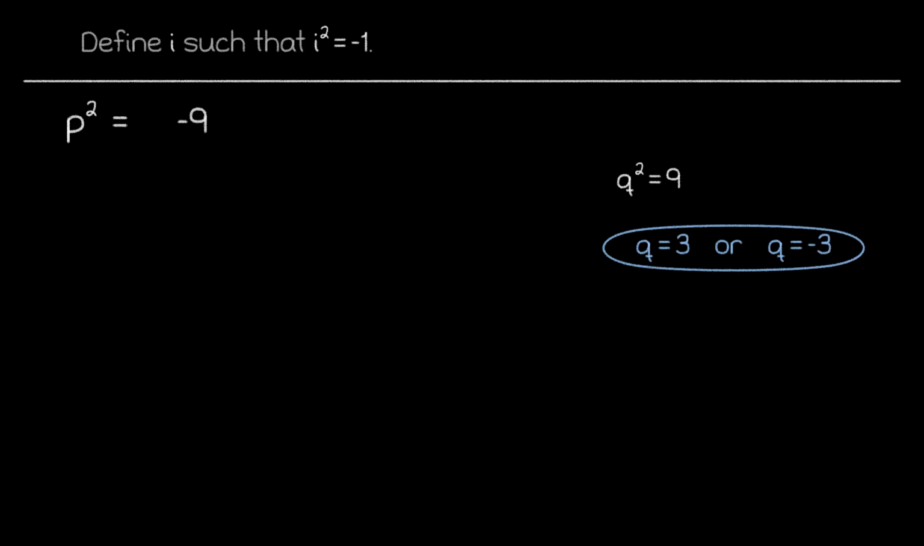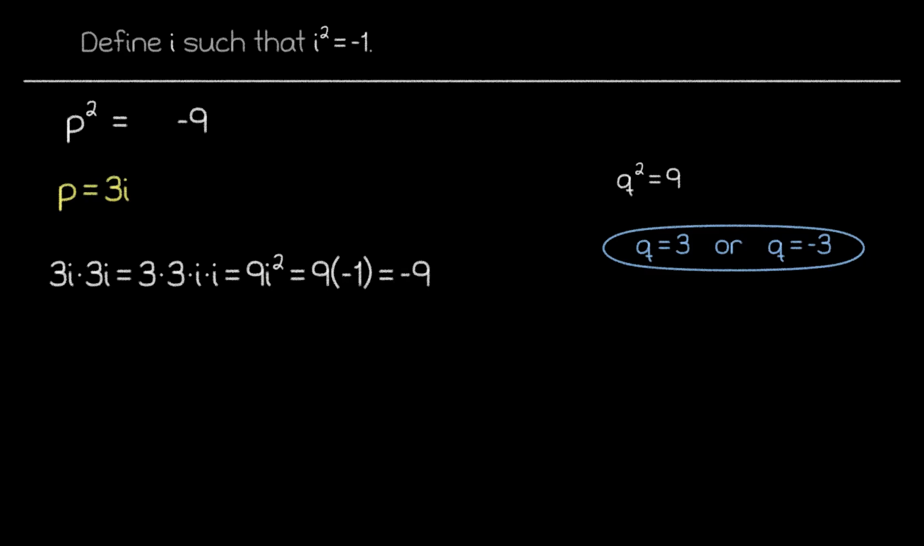For example, if we take 3i times 3i, that's the same as 3 times 3 times i squared, which is 9 times -1, which is -9. And would you look at that? We just found a number that we can multiply by itself to get -9. Thus, p can be equal to 3i.